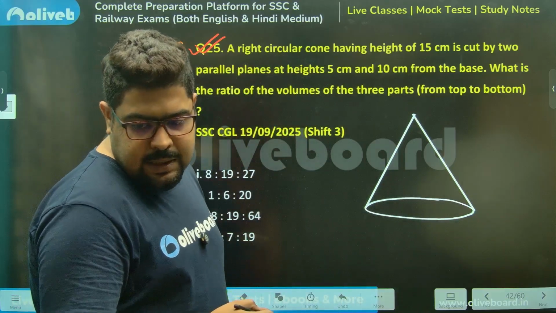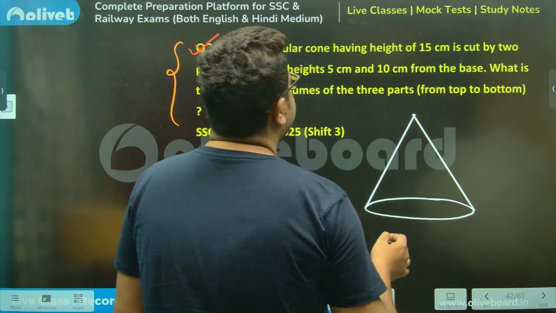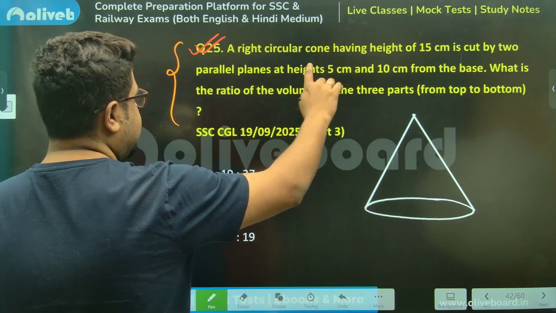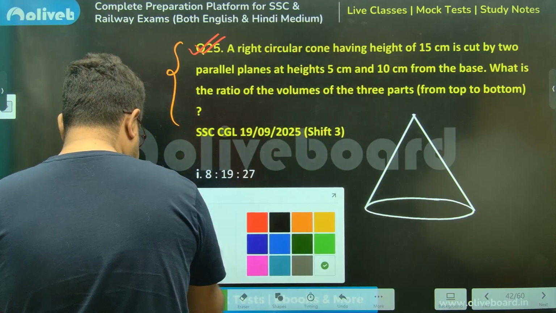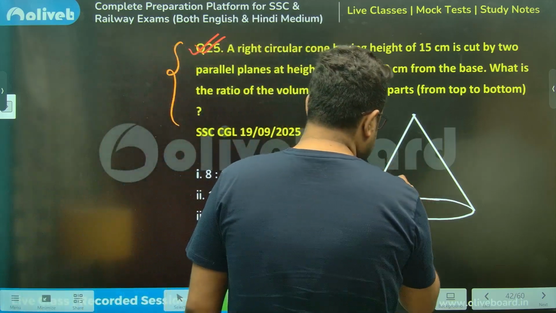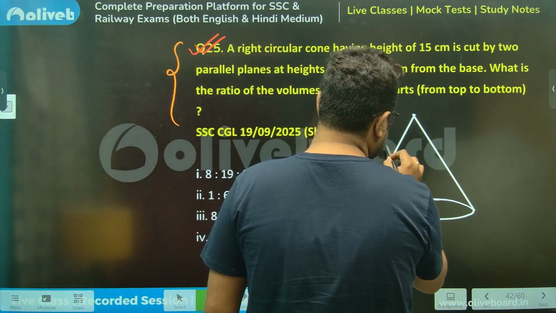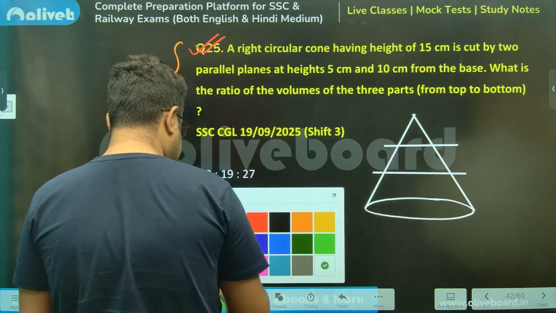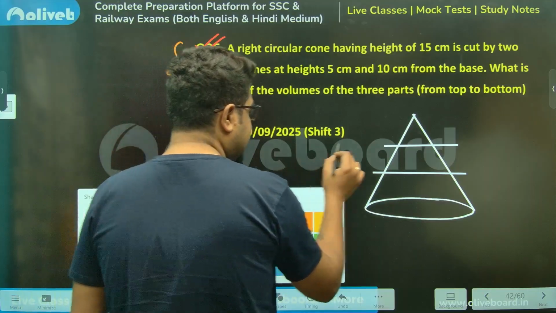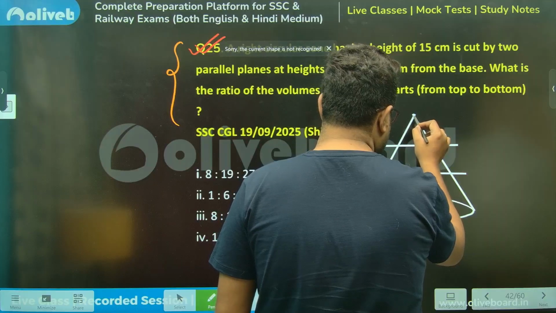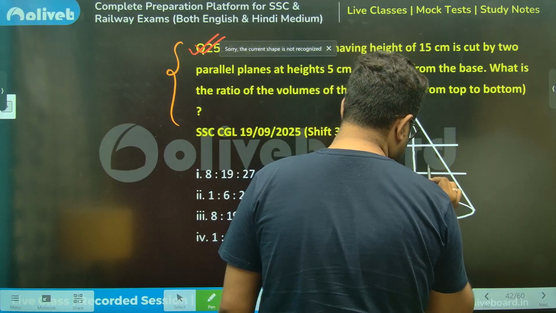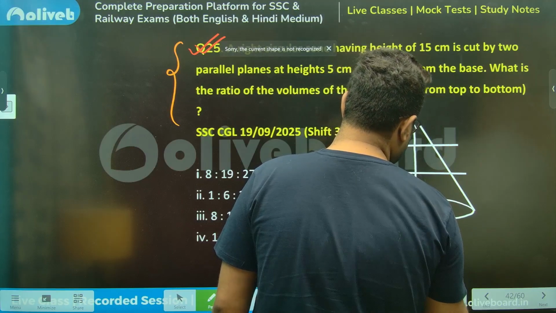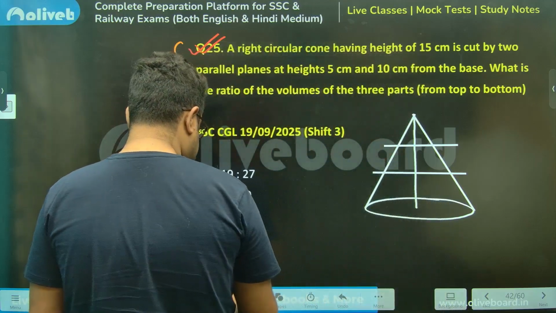Right? Now over here, what they have told us is 15 centimeter and two parallel planes, 15 and like 5 and 10. That means, sir, total 15, so three equal parts actually. It is given like that. Done.